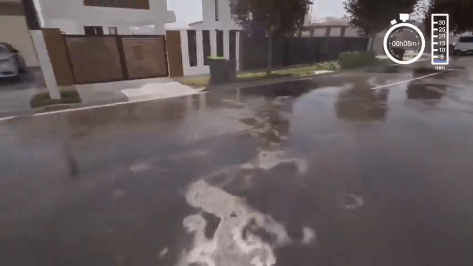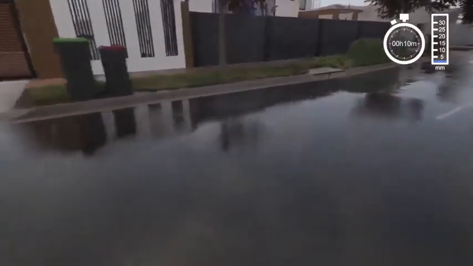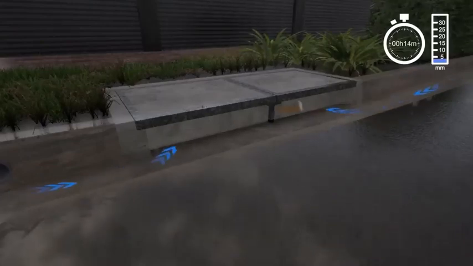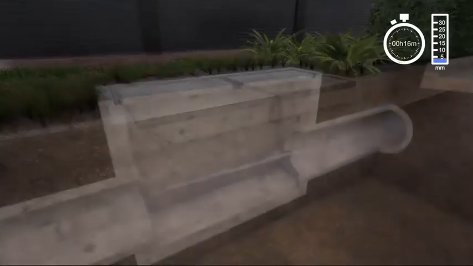Rainwater is collected in the curb and gutter, which then flows into drains called side entry pits. The water then flows through a network of pipes where it is then discharged out to a creek, river, lake or ocean.